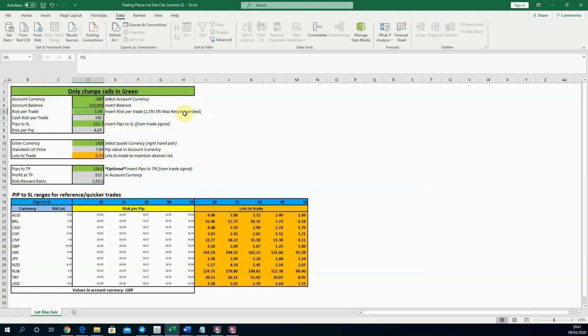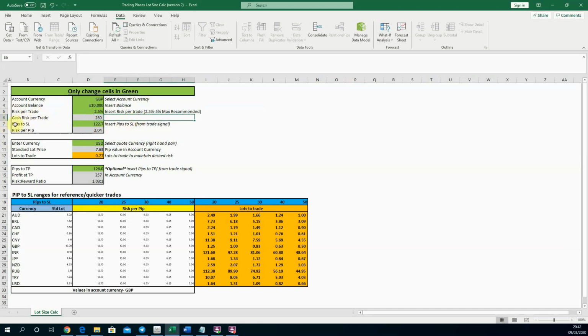If you did, for instance, 10%, you can see the cell turns red, indicating danger, over trading, and you could potentially be margin called. So if we change that back to 2.5%, you can see everything automatically updates. So it's worked out our cash risk per trade and our pound account of 10,000 will be £250 by risking 2.5%. So that means if our trade does hit stop loss, the most we can lose is £250.